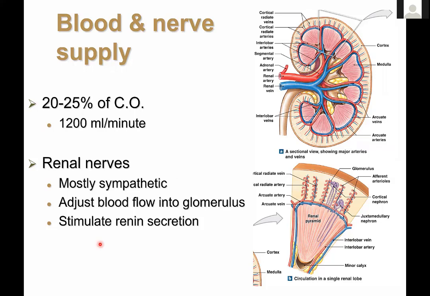So this both functions to adjust blood flow into a little ball of capillaries called the glomerulus, more on that later, but also stimulate renin secretion. So we talked a lot about the renin-angiotensin-aldosterone system and its role in correcting falling blood pressure and blood volume. And that's a system that needs to be activated very, very quickly when it's necessary. So sympathetic takes care of that as well.